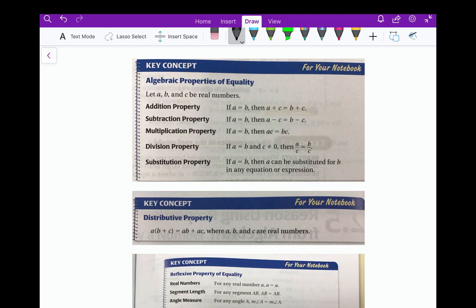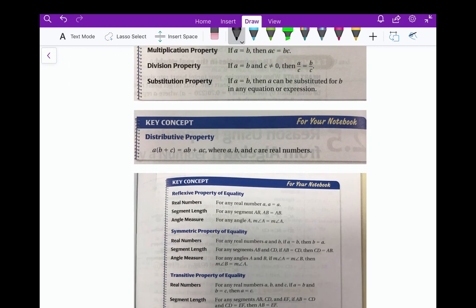So the addition and the subtraction property, we're going to use those when we are solving equations. So when you think about when you do, for instance, a minus 14 on both sides, that's when you would use the subtraction property. So if you have something plus 14 and you're trying to get rid of it and you do minus 14 on both sides, that's where that's going to come into play.